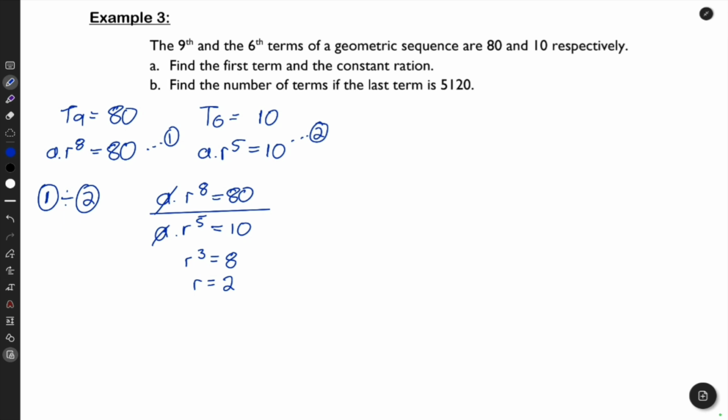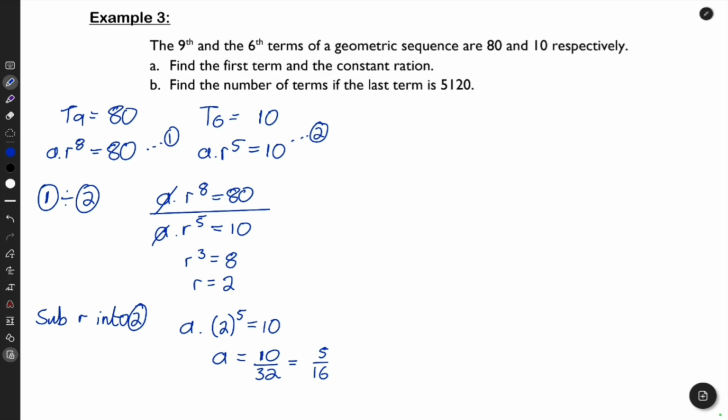So I'm going to choose any of my equations. The second one seems a bit smaller, so just going to say sub r into 2. Okay, a times 2 to the power 5 is equal to 10. I know 2 to the power 5 is 32, so then a is 10 over 32. If you typed it in the calculator, it would say it's 5 over 16. There we go. That's question A solved.